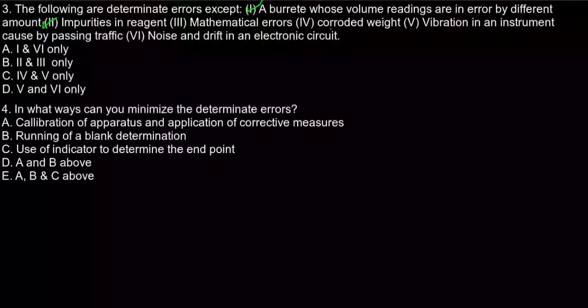Next one, IV, corroded weight is under instrumental error, because when the weight has corroded, it will affect its sensitivity. Next one, vibration in an instrument caused by passing traffic. Is this a determinate error? No, this is not a determinate error. So we have to choose this one that is not a determinate error. Noise and drift in an electronic circuit, indeterminate error. So the series of the following are determinate except, so let's see.